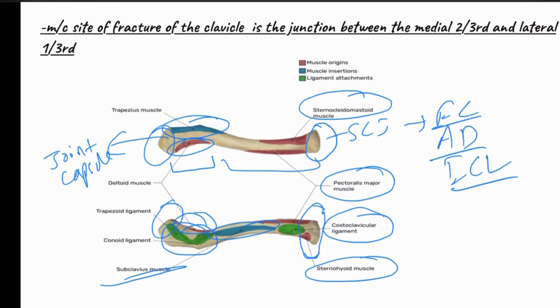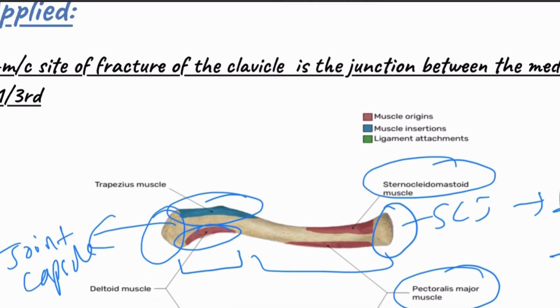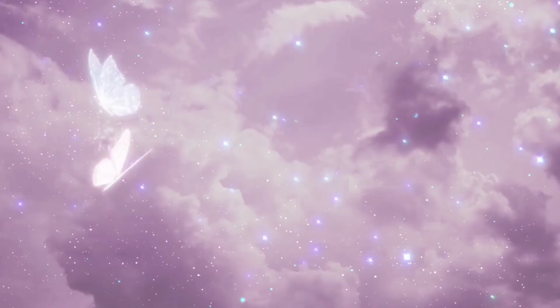So this is the summary of attachments. Now for the applied aspect, the most common site of fracture of the clavicle is the junction between the medial 2/3 part of the clavicle and the lateral 1/3 part of the clavicle. So this is all for the clavicle.